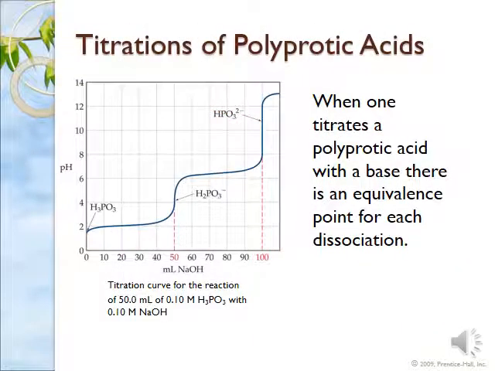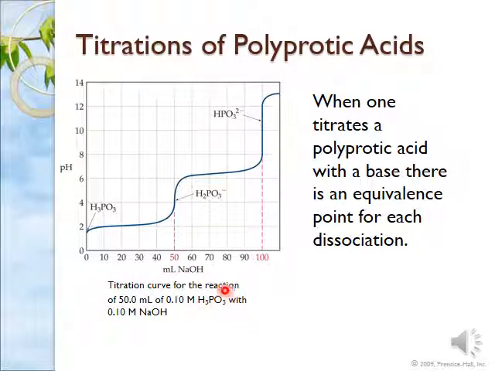For titration involving polyprotic acid, the name itself, poly, implies that it has more than one ionizable proton. So it means you will expect more than one inflection point. So this is called an inflection point in the titration curve. So this is an example of phosphoric acid.